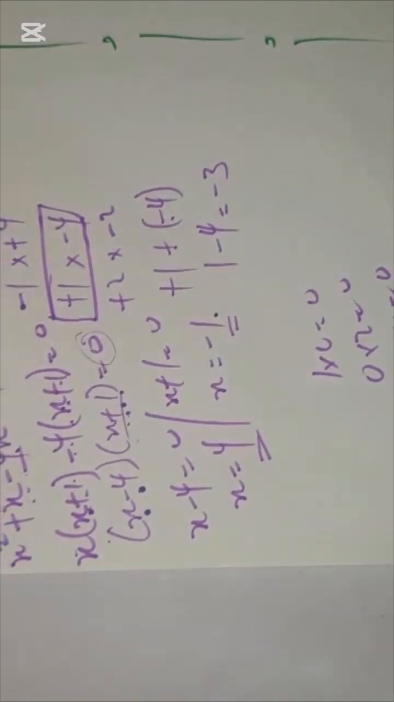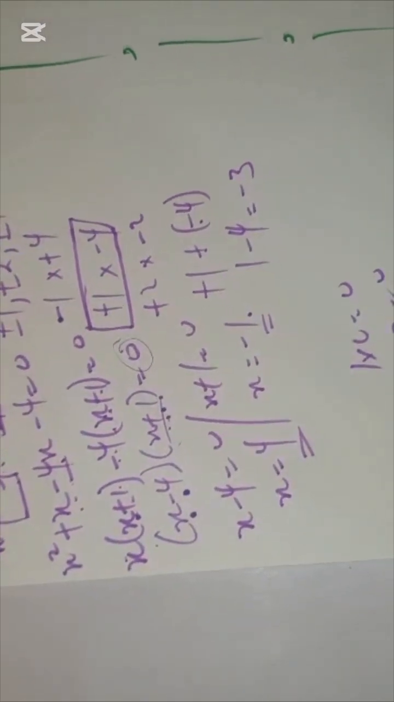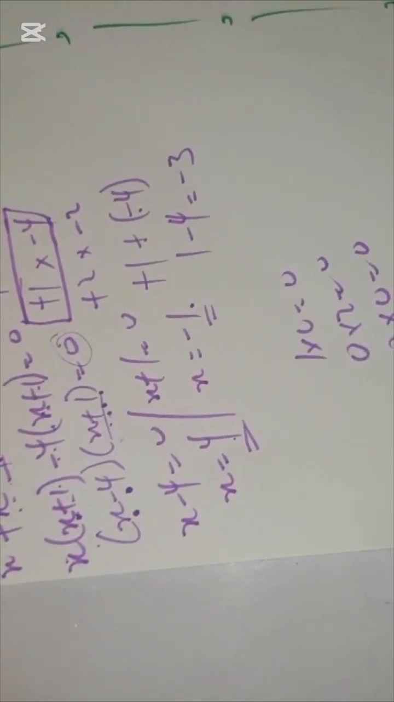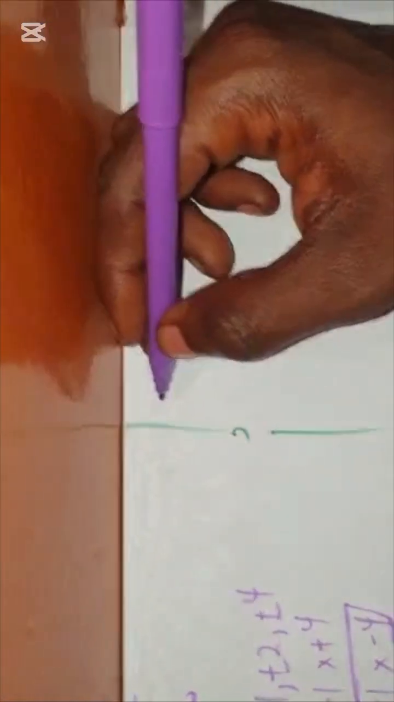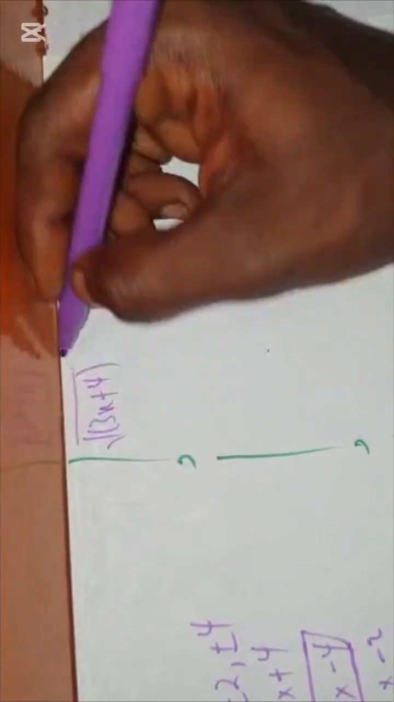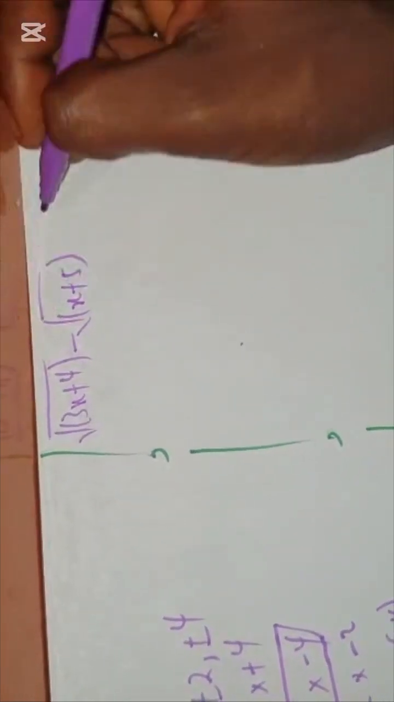But then the final rule says that we should check if any of the roots satisfy the equation. So how are we going to do that? We're going to place the roots that we found into the original equation to see if we get the desired answer, which was 1. So we write down the equation: root of 3x plus 4 minus root of x plus 5 equals 1.